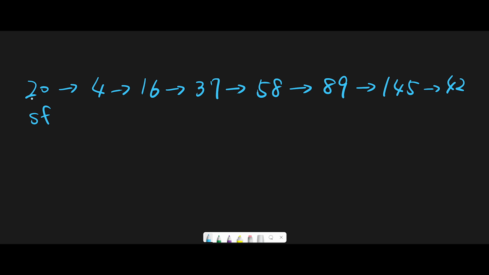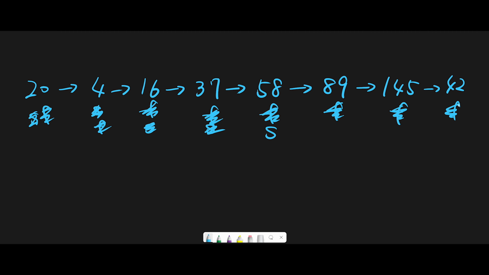Let's think about the input being 20, and the slow pointer and fast pointer start from 20. First, the slow pointer calculates 20 and moves once, and the fast pointer calculates 20 and moves once, and calculates 4, moves once. Then the slow pointer calculates 4 and moves once, and the fast pointer calculates 16 and moves once, and calculates 37, moves once. Then the slow pointer calculates 16, and the fast pointer calculates 58 and 89. Then the slow pointer calculates 37, and the fast pointer calculates 145 and 42.